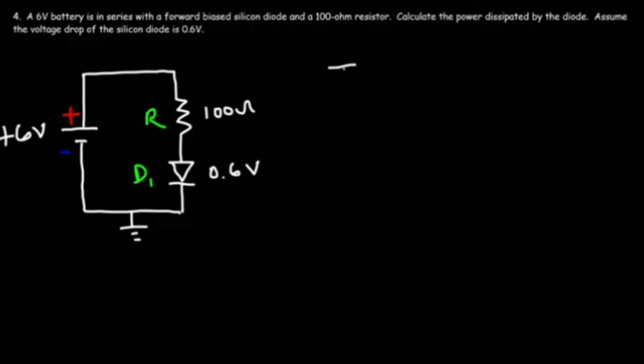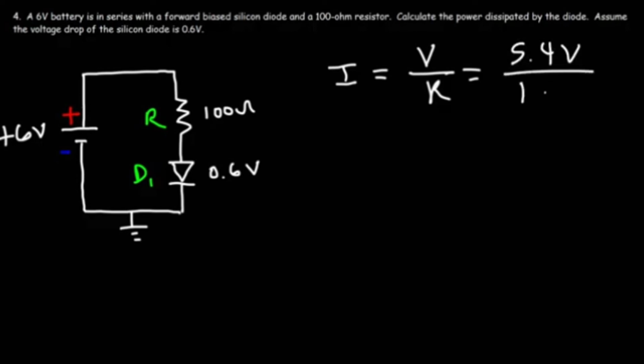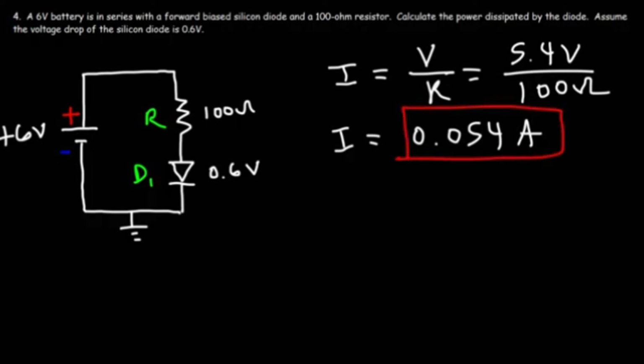So to calculate the current flowing through the resistor, it's going to be the voltage across it divided by the resistance, based on Ohm's law. So the voltage is 5.4 volts, the resistance is 100 ohms. 5.4 divided by 100 is 0.054 amps. So that is the amount of current that is flowing in the circuit.